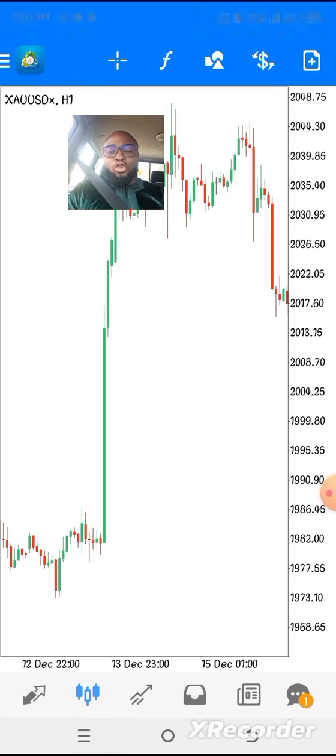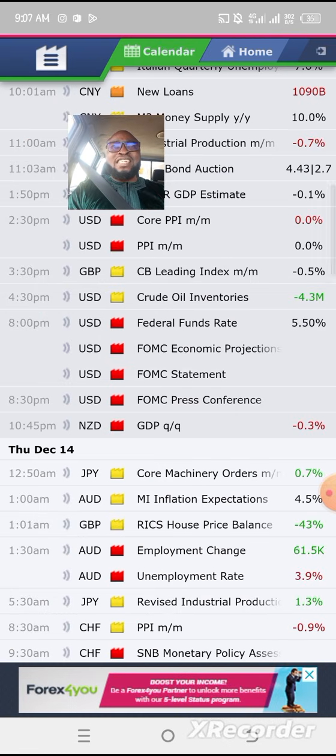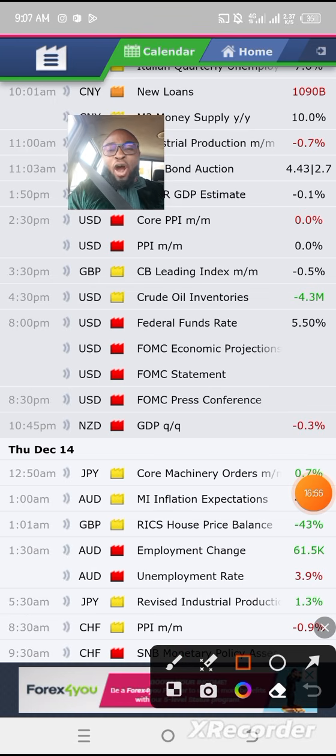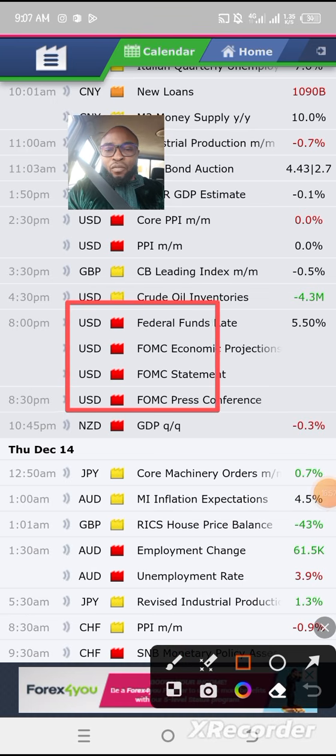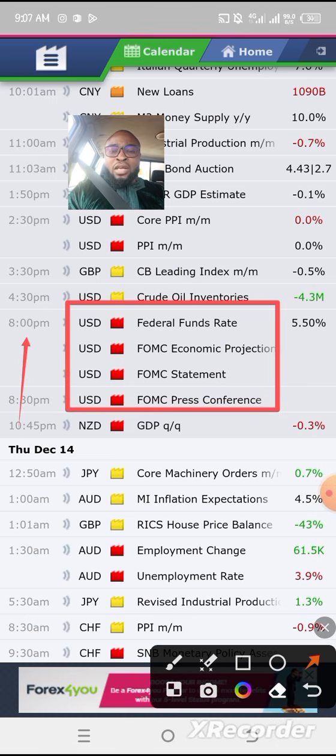So now, I'll be showing you what affected Forex that day. Here, we have 4 high impact news items released by 8 p.m. Now, all this US news will affect any currency pair that was paired with USD: Australia USD, USD CAD, USD JPY, gold, pounds JPY, euro US dollar. This news will affect them. It will surely pull them or push them in one way or the other.